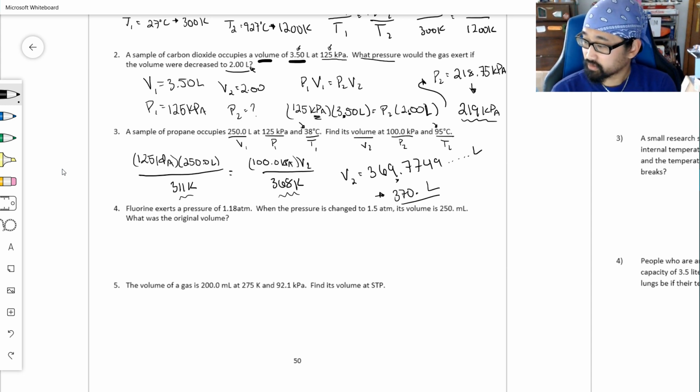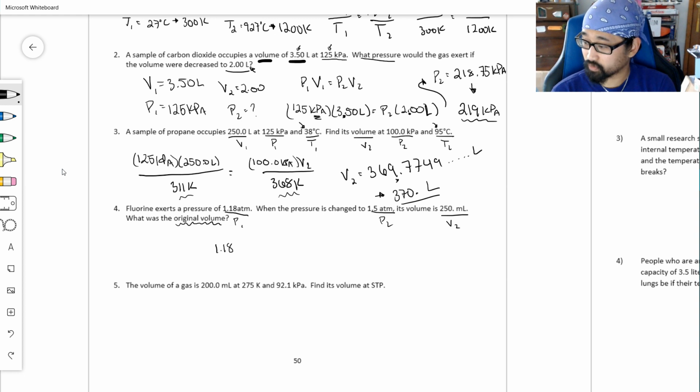Number 4, we have a... I don't want to cross it out, I just want to underline it. We have a pressure. That's P1, and then we're changing the pressure. So this is P2, and this is the changed volume. This is asking for the original volume, so I'm actually asking for V1 here.